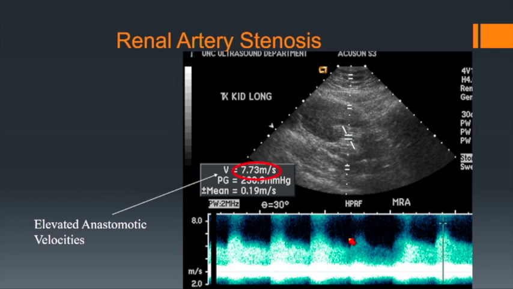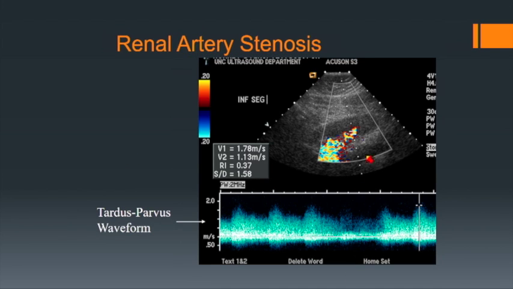So here is an example of renal artery stenosis. Here we have the Doppler cursor at the anastomotic site, and we see a very high peak velocity of 7.7 meters per second and a very turbulent waveform. This is the same patient, and now we have our Doppler spectrum from the intrarenal arteries, and this is the classic tardus parvus waveform with a slow rising early systolic spectrum.